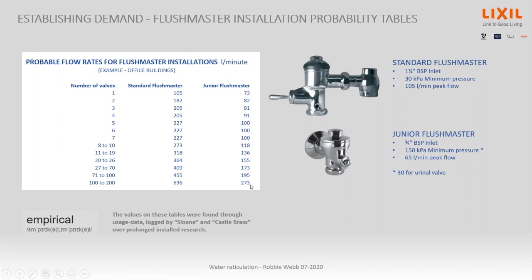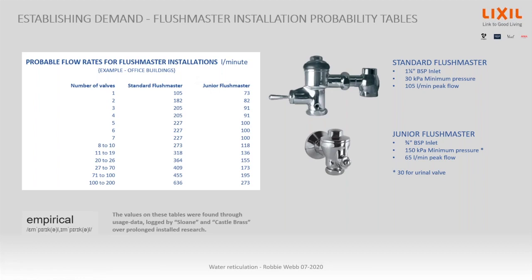So these flow rates were based on research. Again, remember I said it's empirical. So it's tried and tested. These were actually done by Sloan Valve all the years ago in America. So they had data loggers in hundreds of different buildings, and they gathered all this information and they tabulated it. Okay, so when we were doing FLUSHMASTERs, we definitely referred to these specific tables.